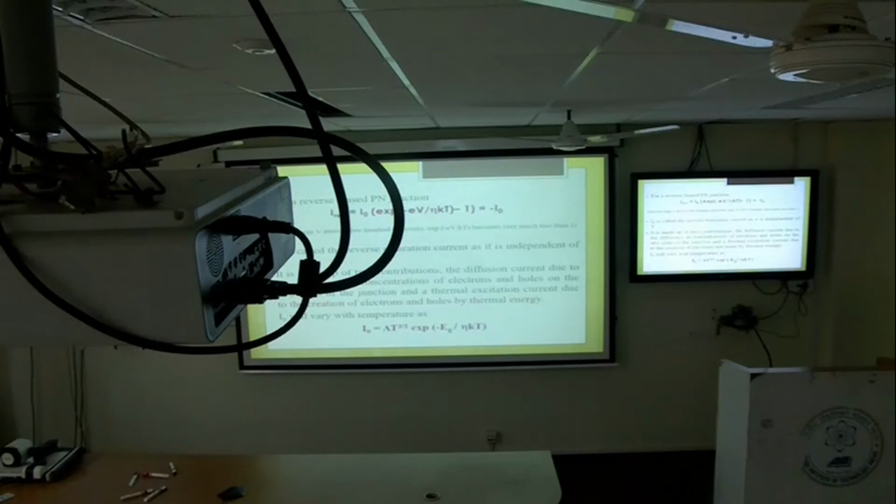When we do the reverse bias, for a reverse biased PN diode we have this relation. It clearly shows the negative value of the current. I naught is called the reverse saturation current as it is independent of the voltage applied. It must be made of two individual contributions. The first one is diffusion current. Diffusion means carriers are diffused across the junction.